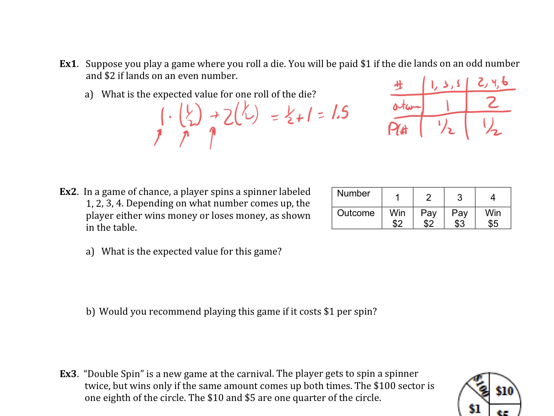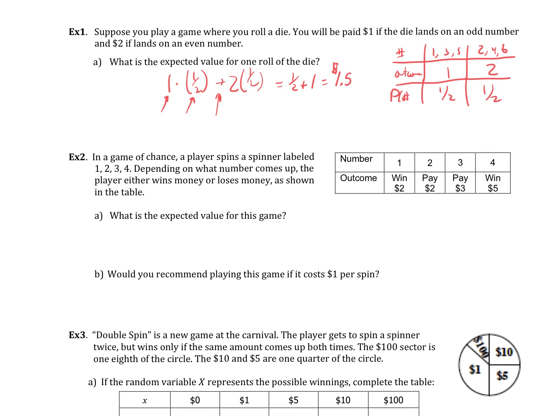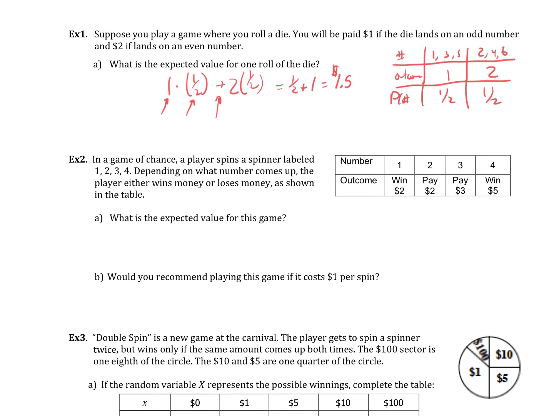But it is impossible to get 1.5 on any one spin. 1.5 is the per roll average win in the long run. Okay, next one, same kind of idea. There's the table for it. We've got the 4 outcomes and the 4 prizes.